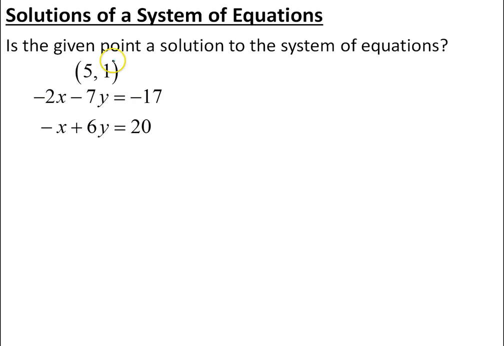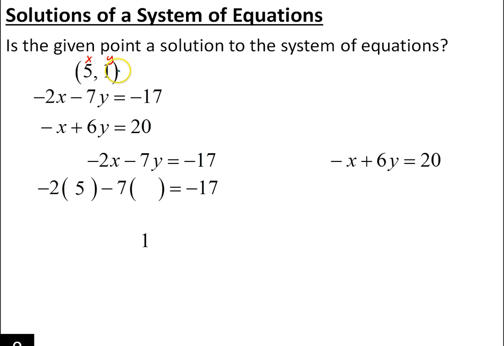Alright, so now is the given point a solution to the system? So all we're going to do is take the x value and the y value and substitute it in. So wherever you see an x, put a 5. Wherever you see a y, put a 1. So we replace them, and then we do the math. So -10 minus 7, that does equal -17, so that does work.